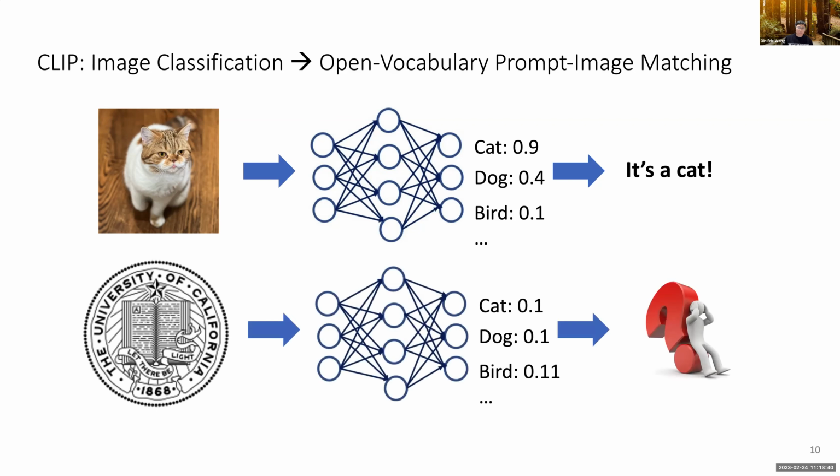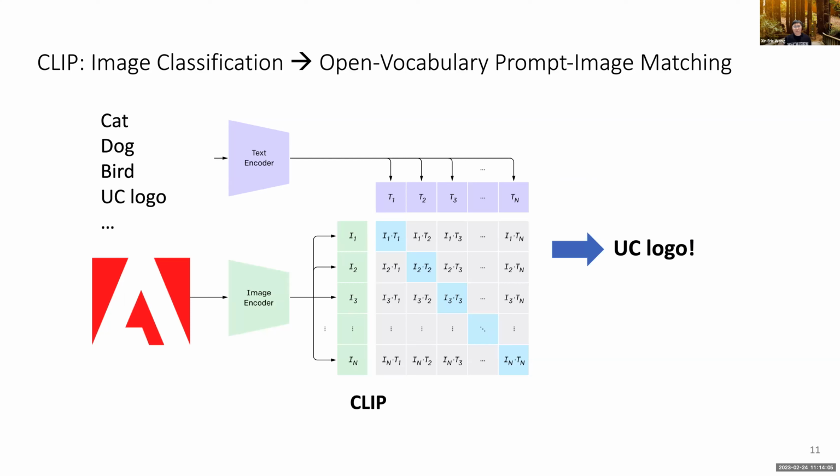However, what if we have an image whose label is out of the fixed label space, right? In this case, we only train the model on labels such as cat, dog, bird, but then we have the image of the UC logo, then the model has no idea what it is, right? But CLIP changes this.